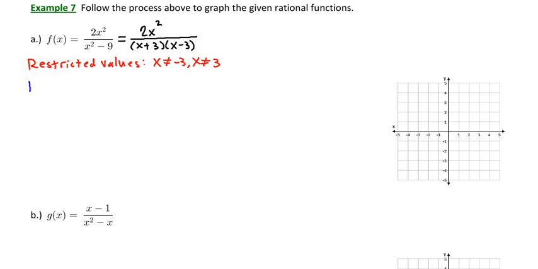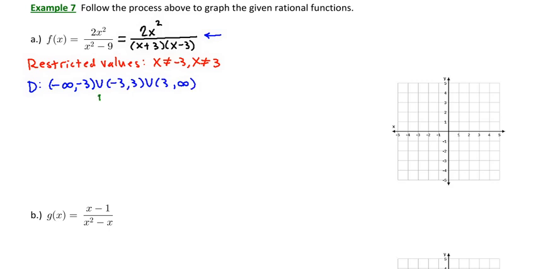This gives rise to our domain. In interval notation, our domain would be from negative infinity to negative 3, union, negative 3 to 3, union, 3 to infinity. Notice from the original function that neither of those factors from the denominator are removable. That is, we can't cancel them out. For that reason, they lead to vertical asymptotes.